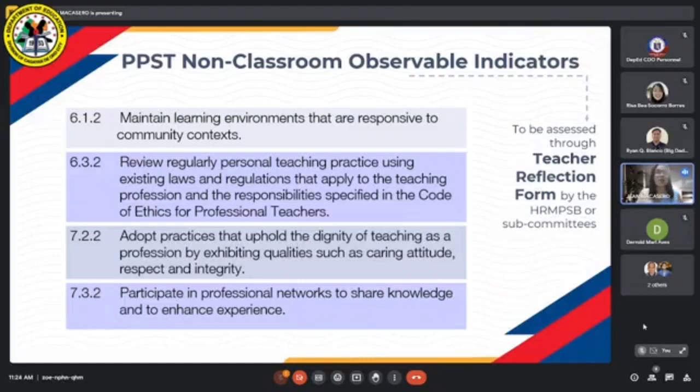Next, 7.3 is to participate in professional networks to share knowledge and to enhance experience. We keep on hearing that education starts from the home and ends with the home. So as a teacher, we have to always improve ourselves by way of professional networking. What is your idea on this?